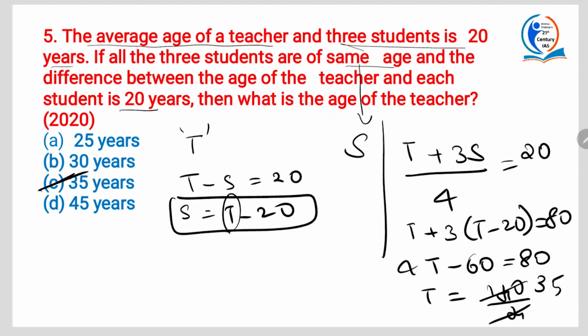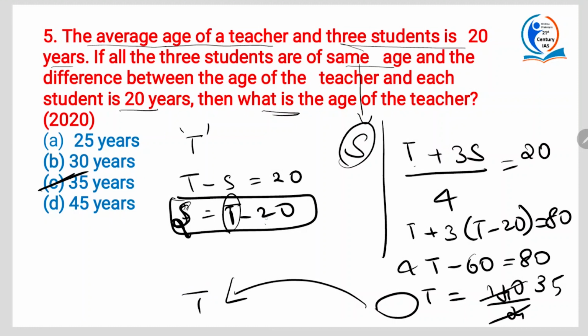Just 2 things you have to catch here. One, that all the students are of the same age and the difference is 20 years. So while substituting, substitute the value of S. Don't substitute the value of T, because you have to calculate one more step again. If you substitute T as S plus 20, you will find the S value and then you have to find the T value. Instead of that, whatever value you need, that variable has to be there in the equation. The other variables, you write in terms of T. Then directly you will get the answer.